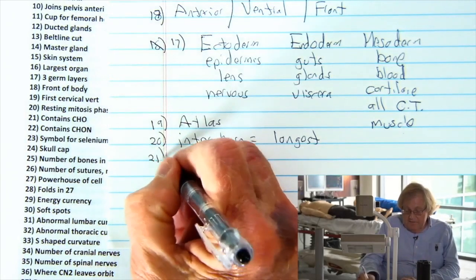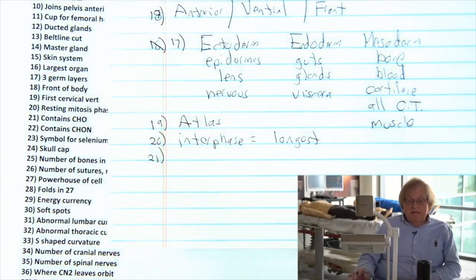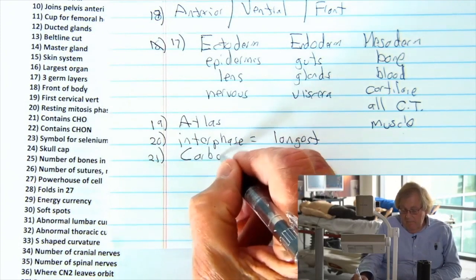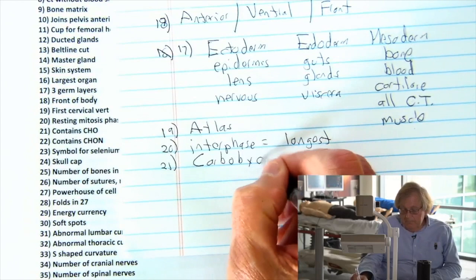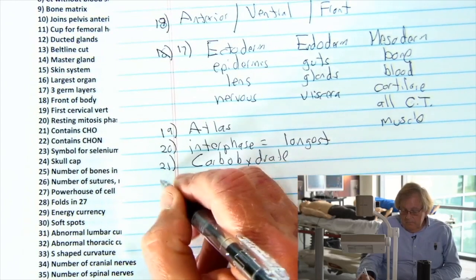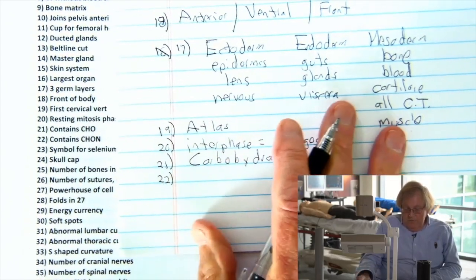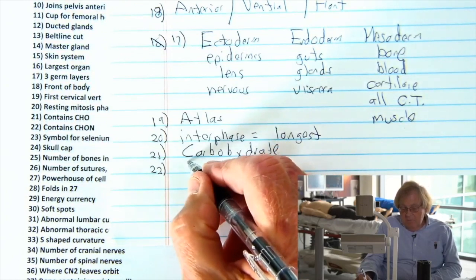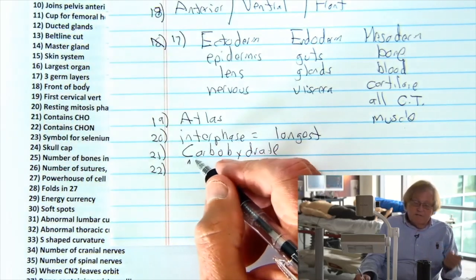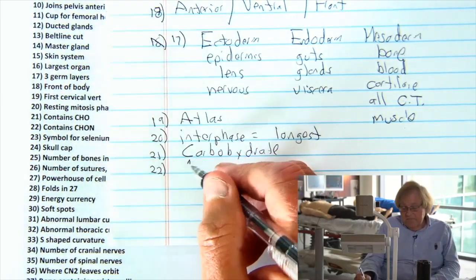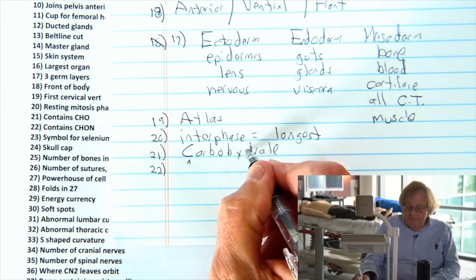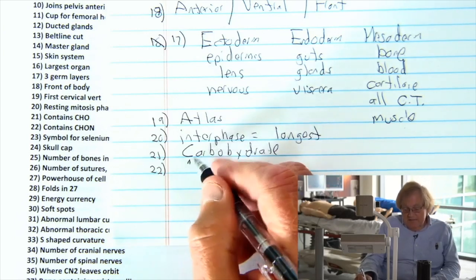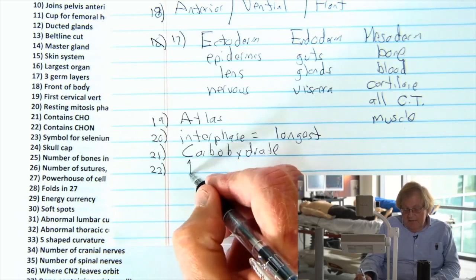Contains CHO, that's a carbohydrate. 22 contains CHON, that's a what? Well, we know that amino acids are the building blocks of protein. So if I take a carbohydrate and add an amino acid group or a nitrogen group, that's CHON, and CHON is a protein.